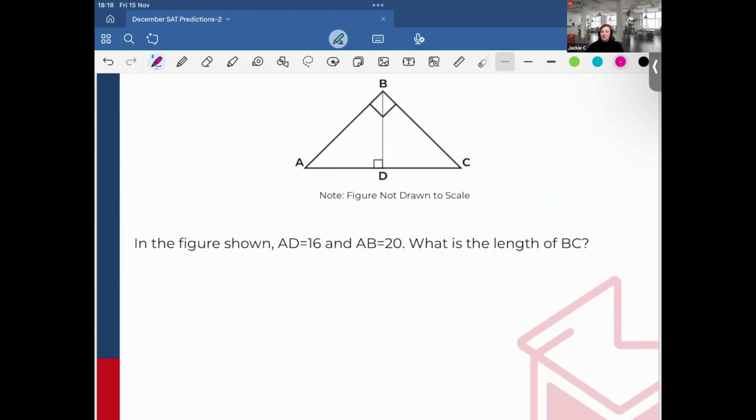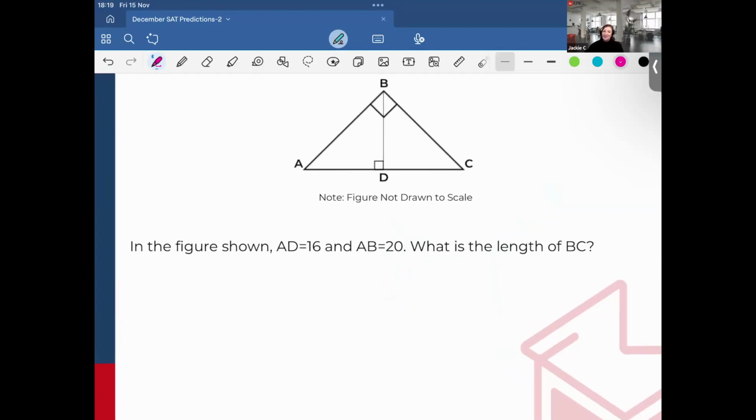Alrighty, continuing our journey into some geometry. So this is a classic. I've seen it in Blue Book exams. I've seen it on official SAT exams. And I think it's a concept that could potentially come up in December. If not this exact question, maybe something similar. So keep it in mind.